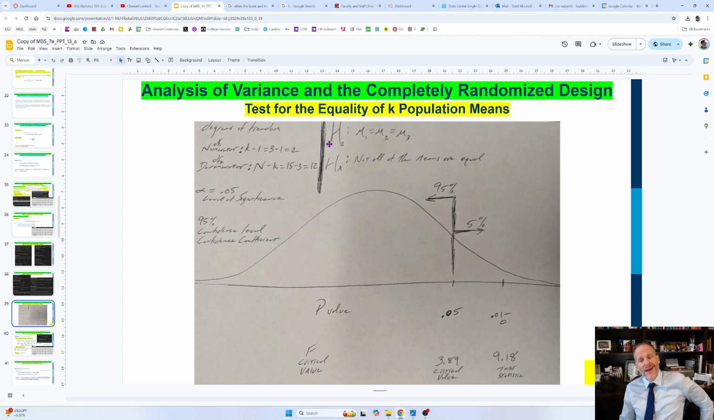And it tells us, you know what? The sample means are making inferences about the population means. And we're rejecting the fact that all the population means are equal. One of them is not equal. So what do we do then?